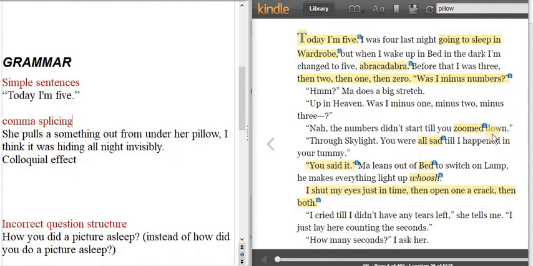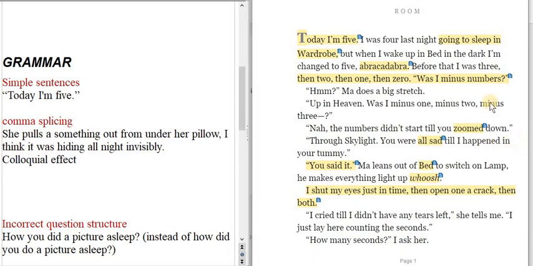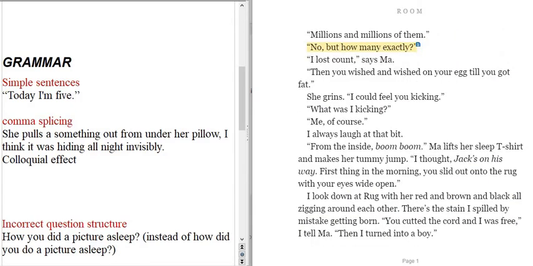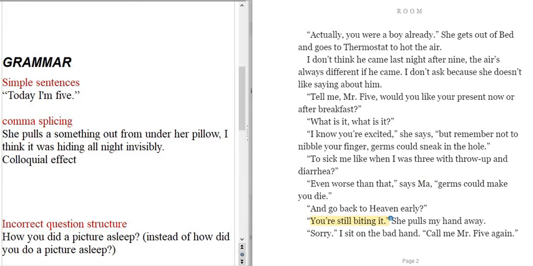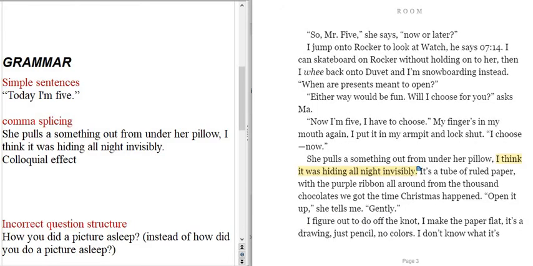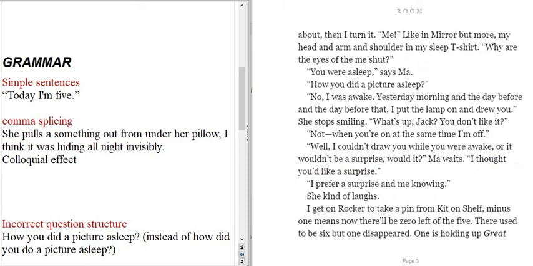Okay. So the next thing that caught my eye from the beginning of the book was the way that Jack struggles with questions and making questions. Normally his grammar's pretty good. He doesn't really make a lot of errors, but where he really does have a little bit of difficulty is on question formations. Now, this is accurate.